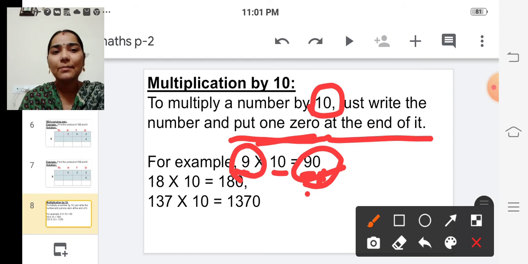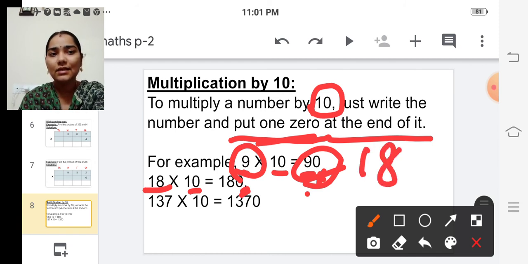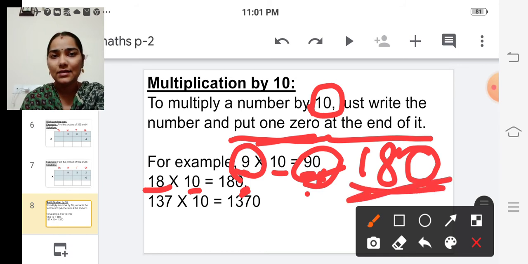See the next example. 18 into 10. So first what we have to do? We have to write the number as it is. Then we have to put 0 at the end. That is 18, and we have to put 0 at the end. So that's the answer, 180.